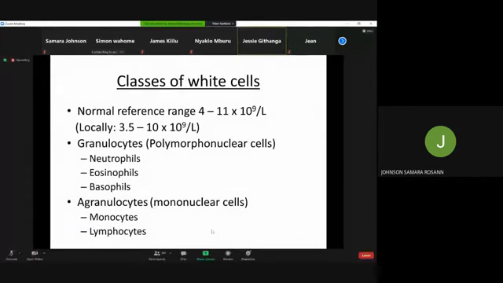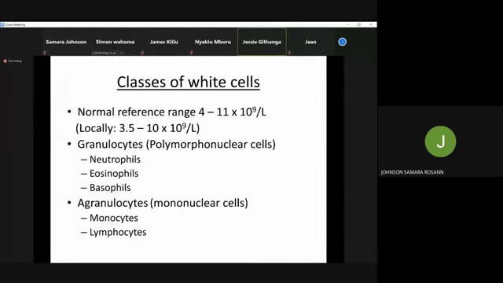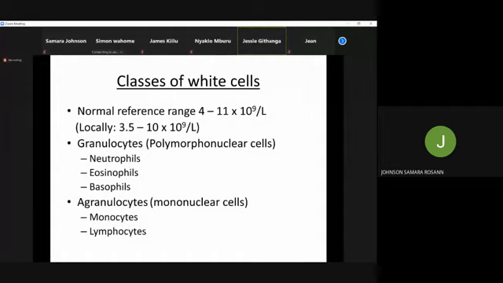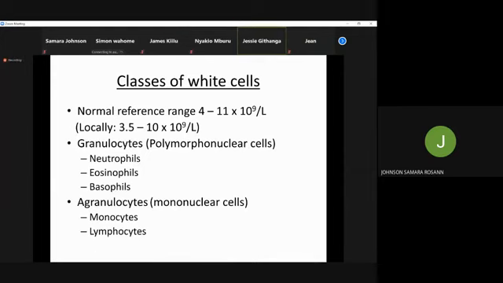We shall go into details later when talking about the laboratory features, about the distinguishing features that we see between these five groups of white cells. Because by recognizing them, then we're able to associate elevations or decreases of certain cells with certain conditions.